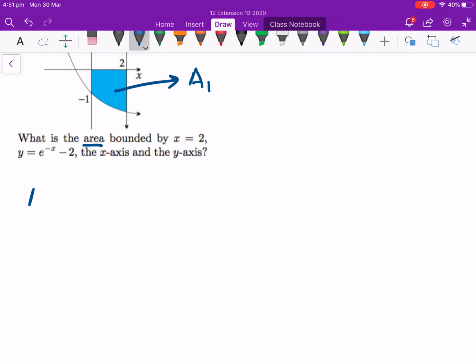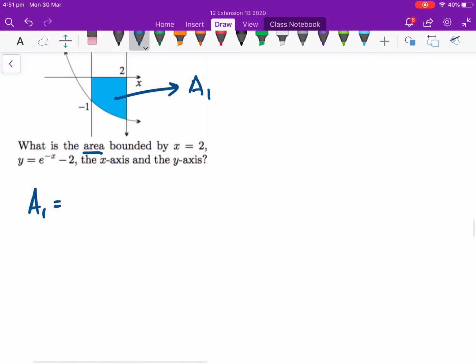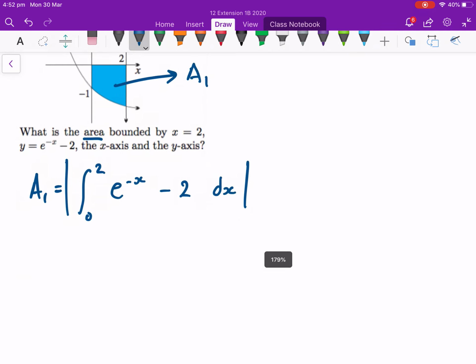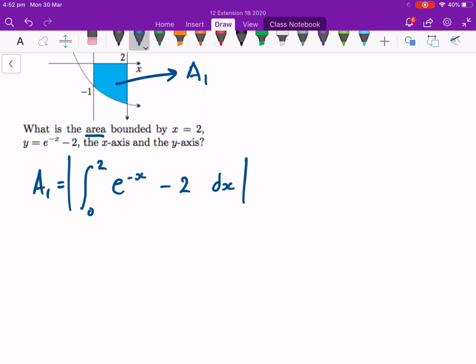So here the area under the curve will be equal to the integral between 0 and 2 of e to the negative x minus 2 dx. But because we want the area of this, we therefore have to take the absolute value of it, because that region is underneath the x-axis and will be evaluated as being negative if we don't include the absolute value.